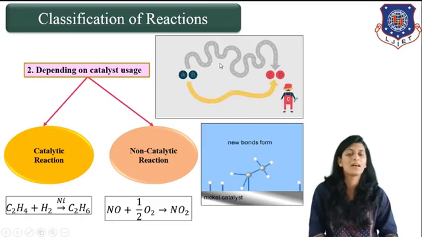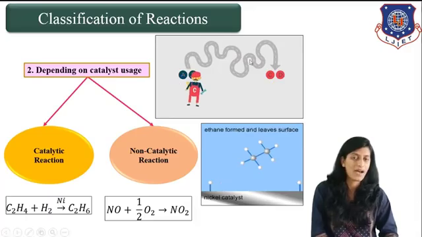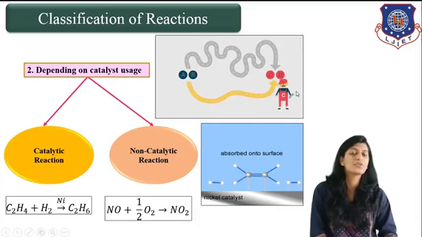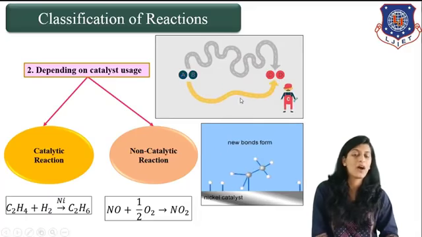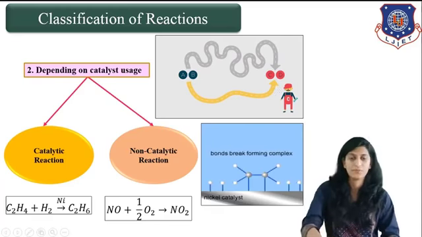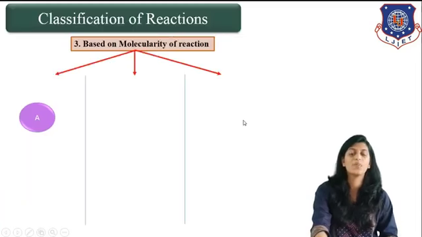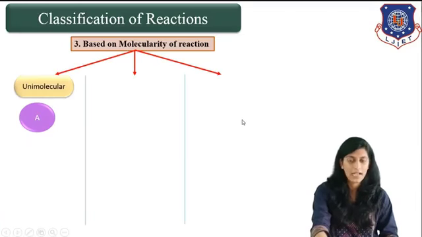The actual path of reaching from A to B to C to D is this one, which is a longer path. But once you introduce a catalyst, you can have a smaller path, or the time of reaction can be reduced. The next category is depending on the molecularity of reaction.